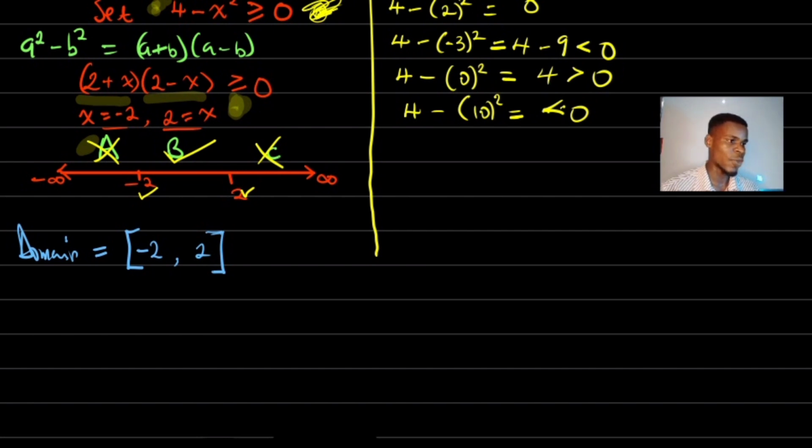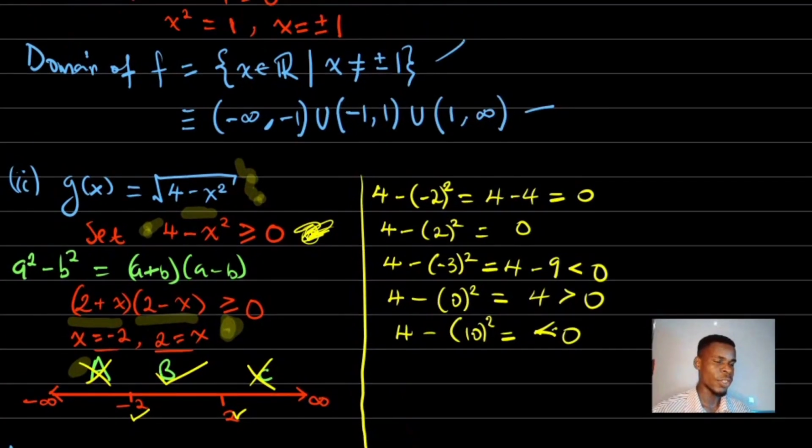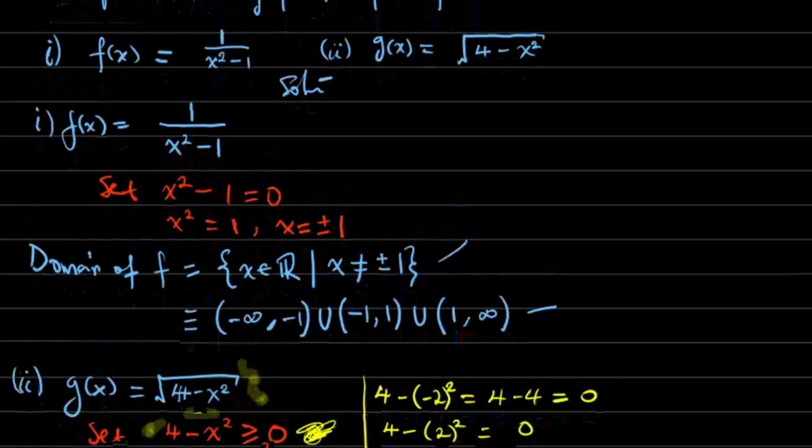Or remember, you can use set builder notation to say that the domain is the set of real numbers x, that is x in R, such that x lies between negative 2 and 2, with negative 2 and 2 included. So I'm using the less than or equal to sign, not just a strict inequality. Okay, so that's a way to represent the domain. That's how to find the domain of functions. So you can look back at that anyway.